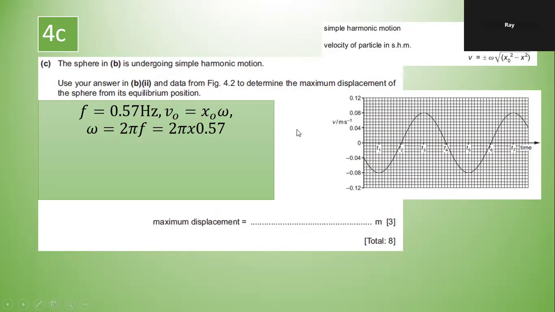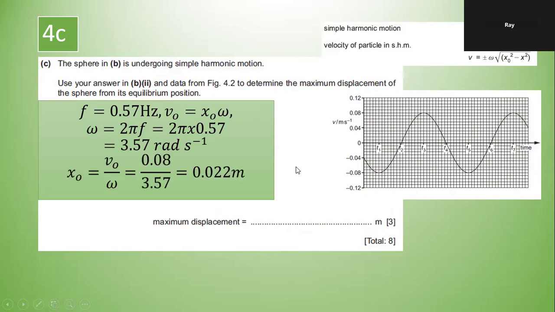Omega is 2 pi f, right? Frequency, that. Calculating omega, x naught you can read from the graph. That's the x naught, that's your V naught. So x naught is V naught over omega, from this equation. V naught from here. Don't worry about the negative sign. Divide by 3.57, get this answer. Okay, any comment? No.